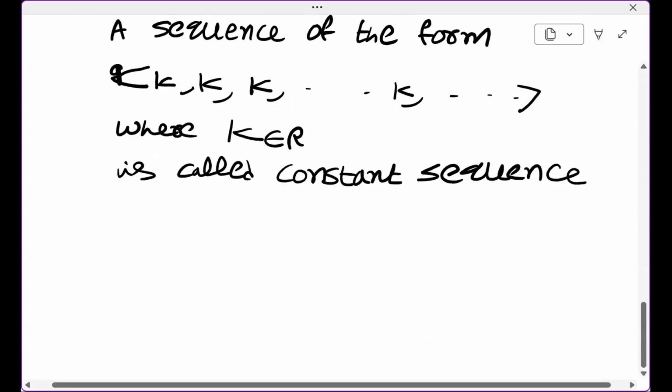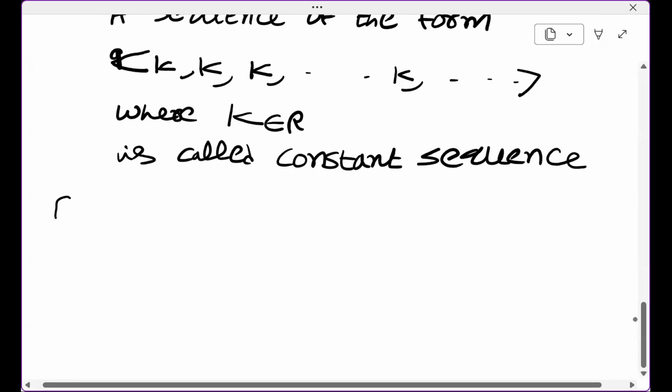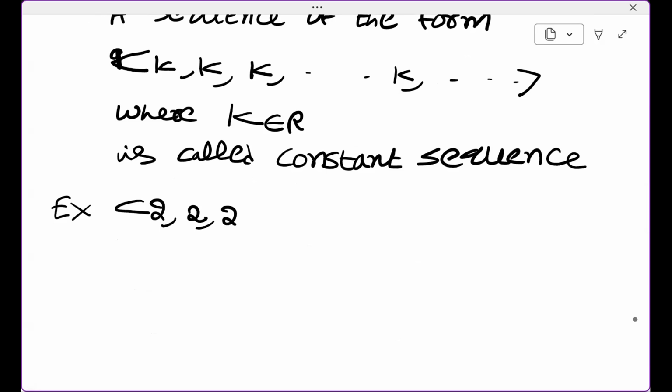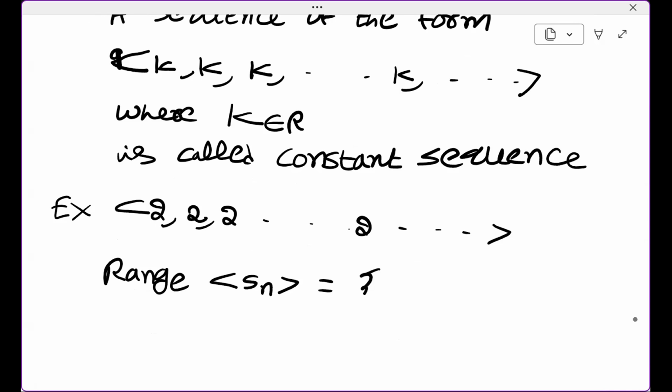For example, a constant sequence 2, 2, 2, and so on. This is constant. For this, what is the range? That constant itself. Always it will be a singleton. For a constant sequence, the range will be equal to that constant term to which it is equal. So the range of this is k. Okay, it will always be a singleton set. So finite, obviously.